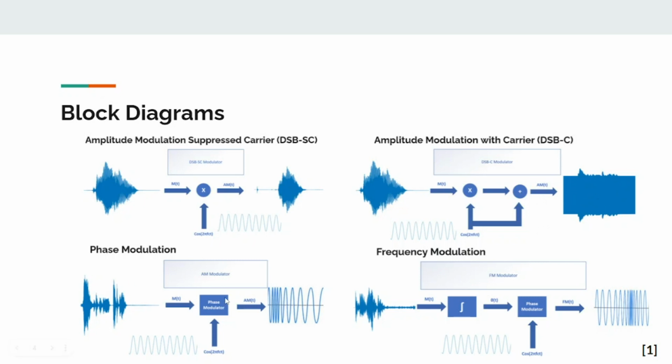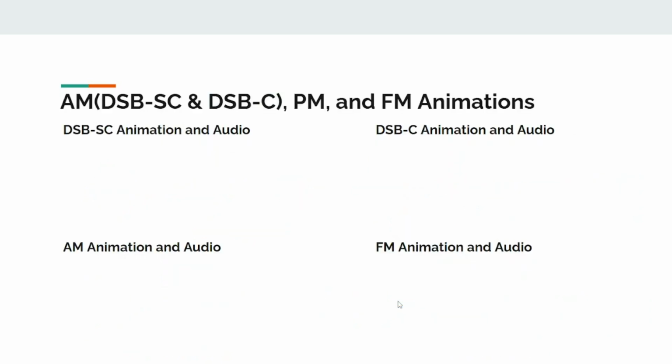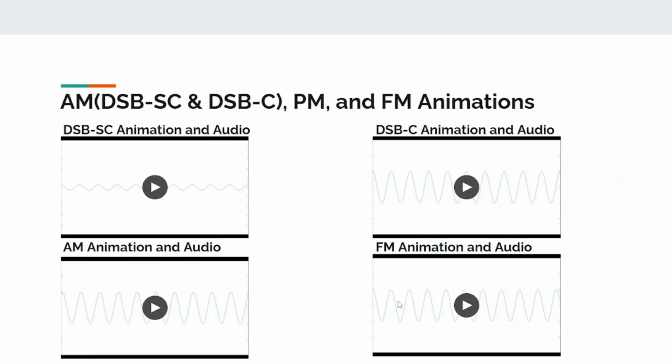Phase modulation is just using a phase modulator. The carrier's phase is changed in accordance with the signal. Frequency modulation is pretty much the same thing as phase, except now the frequency is changing in accordance with the signal.